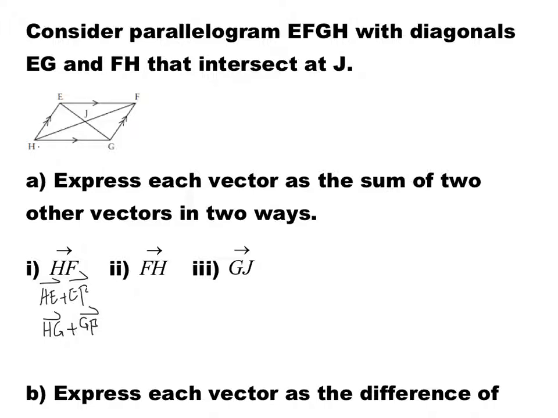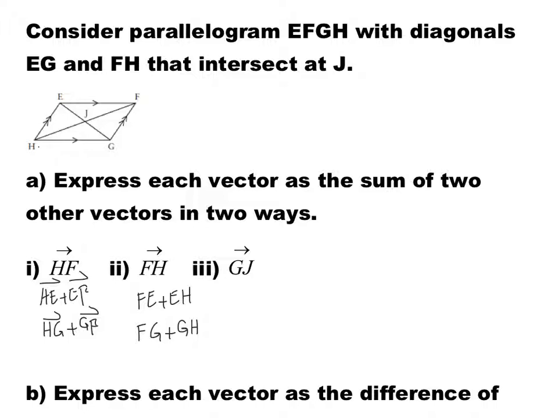So I'm going to say FE plus EH is going to give me FH, and FG plus GH is going to give me the same thing, which is FH.